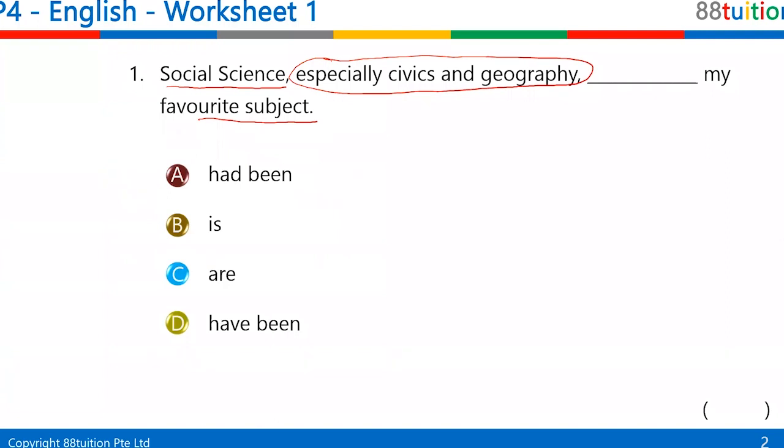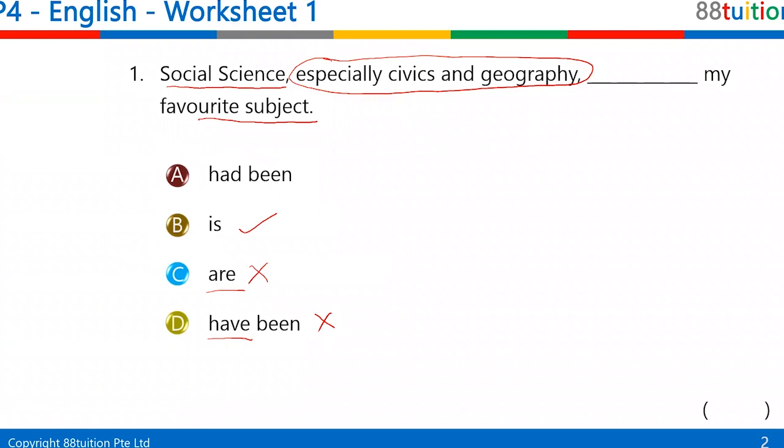Social science had been, is, are, or have been. So social science is one subject, so it cannot be are and cannot be have been, because are and have been is for plural, for many. So it's now had been or is. So if it's a fact and singular, then it should be social science is my favorite subject.